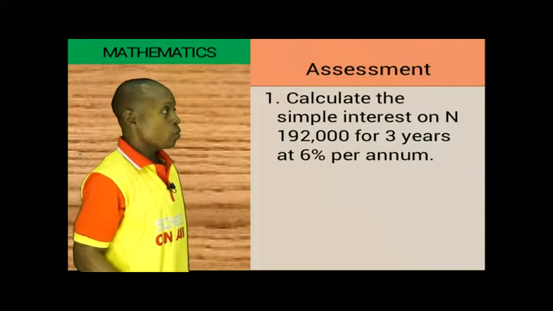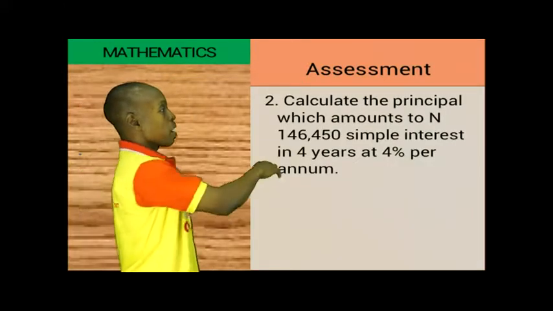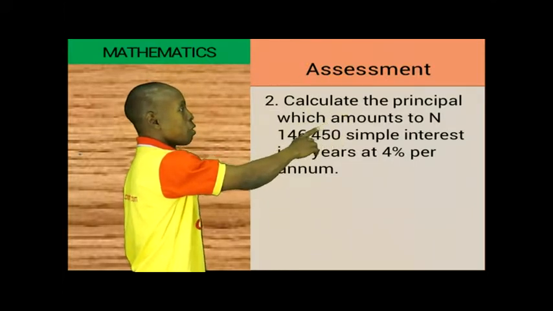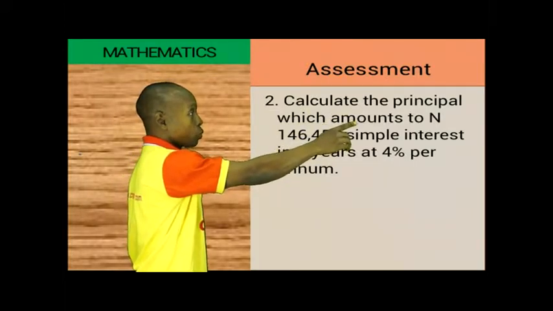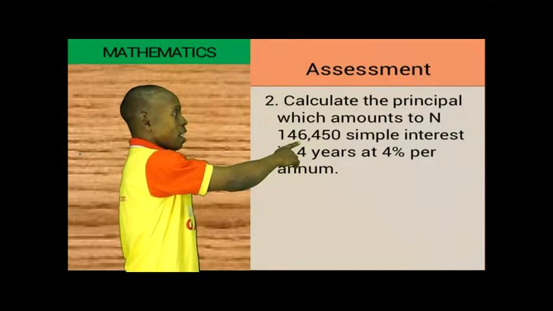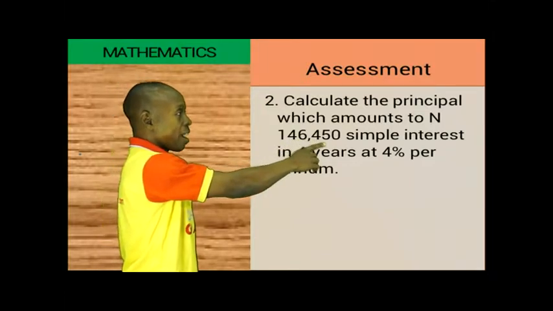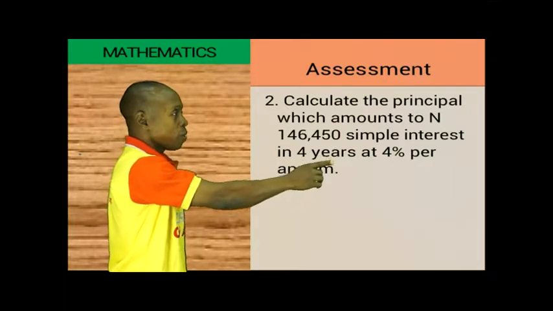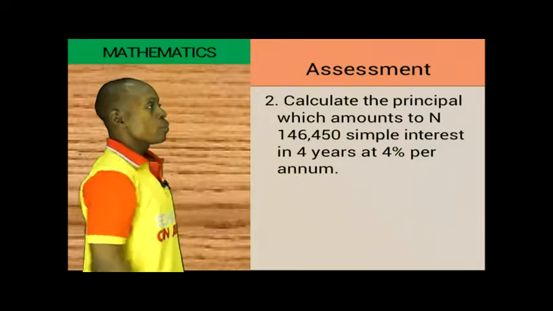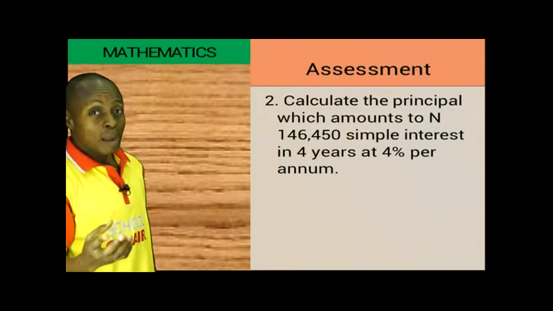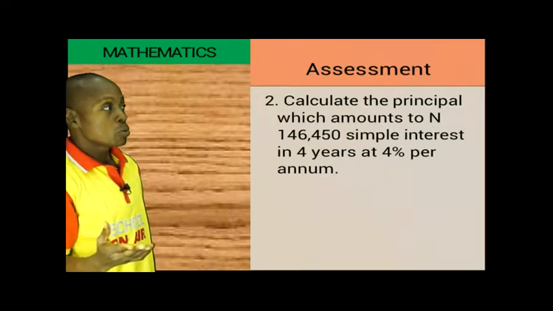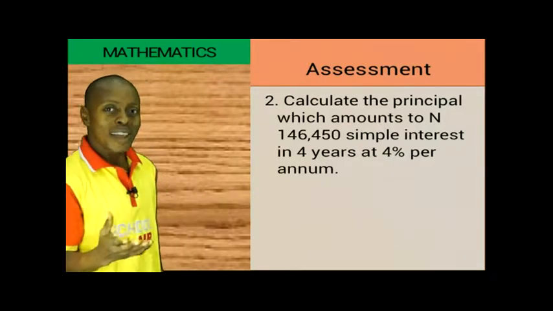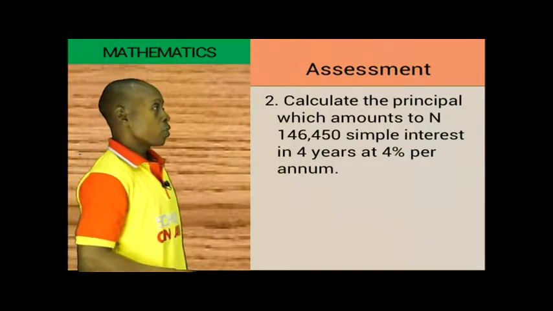That's the first question. The second question is you have to calculate the principal. Calculate the principal, which amounts to 146,450 naira simple interest in 4 years at 4% per annum. So what will be the principal? That principal that will amount to this at the end of 4 years at 4% per annum. That's what you have to get.